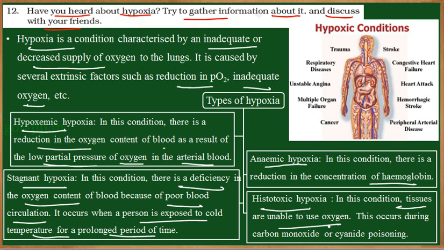And this can happen when there is a presence of carbon monoxide and cyanide in the blood. So the carbon monoxide and cyanide, these are respiratory toxic substances. So they inhibit the transportation of oxygen and uptake of oxygen by the tissues. Therefore, the tissue can die in the absence of oxygen. So this condition is called histotoxic hypoxia.